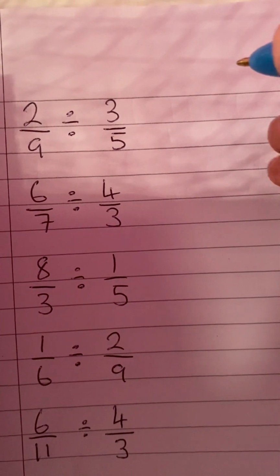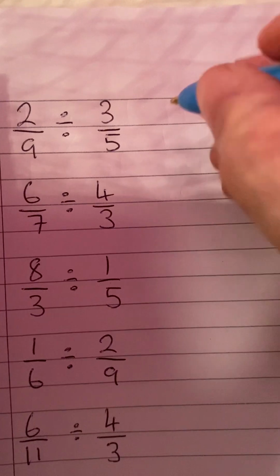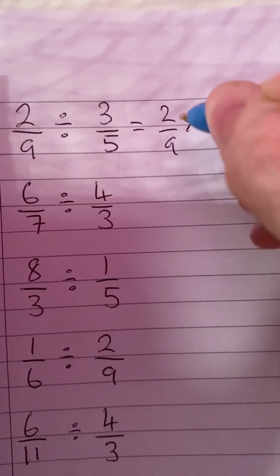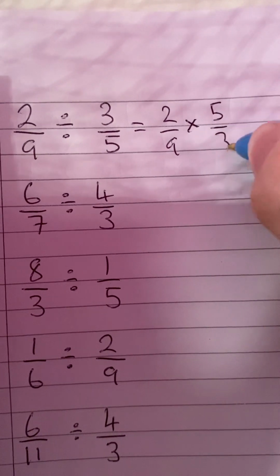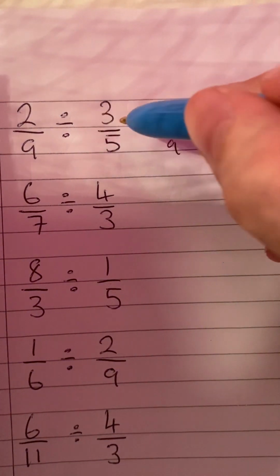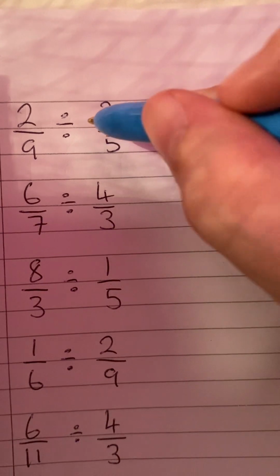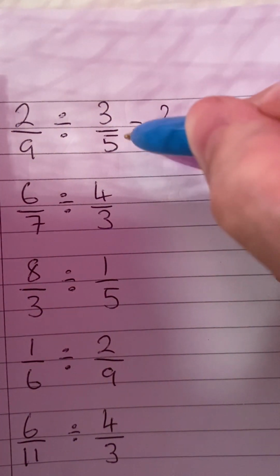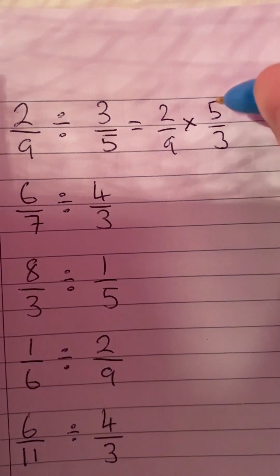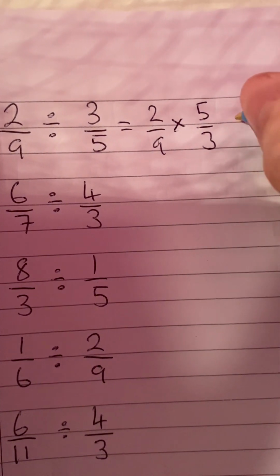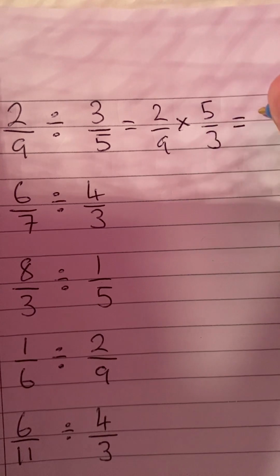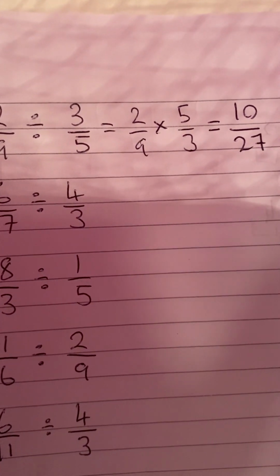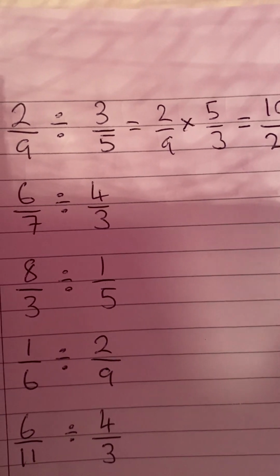For this one here, 2/9 divided by 3/5, I know this is the same as 2/9 times 5/3. So I've changed the sign to times because I know it's the same as timesing by the reciprocal, and the reciprocal of 3/5 is 5/3. Then I solve this appropriately. 2 times 5 is 10, 9 times 3 is 27, and that doesn't simplify anymore, so we leave that there. Okay, next one.